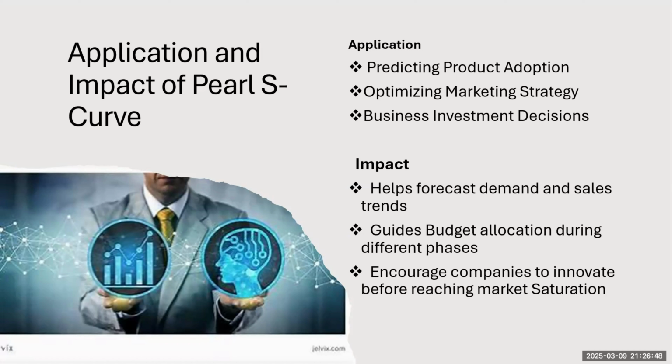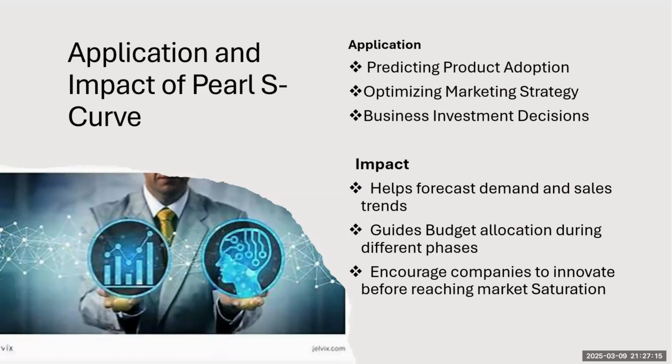And the third point is business investment decisions. Companies also use the S-curve to decide when to invest more in marketing, production, and research and development. Like I already told you, Netflix invested heavily in content when streaming adoption was growing, but now shifts focus to international markets as the US market matures.